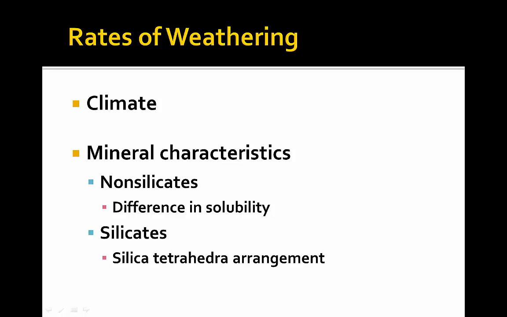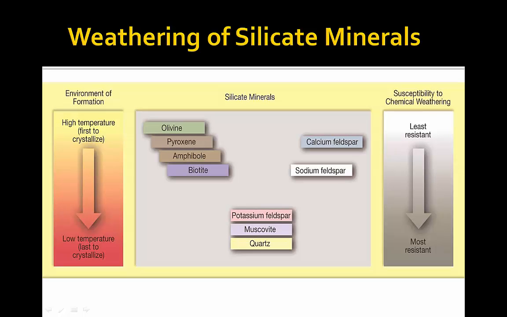And if you look at, essentially, this is the Bowen's reaction series yet again, although it's not labeled as such. The minerals at the top have the higher melting points. They also have the simplest arrangement of silica tetrahedra. At the very bottom, you have the most complex arrangements of silica tetrahedra. So it's the ones on the bottom that are going to be the most resistant to weathering.